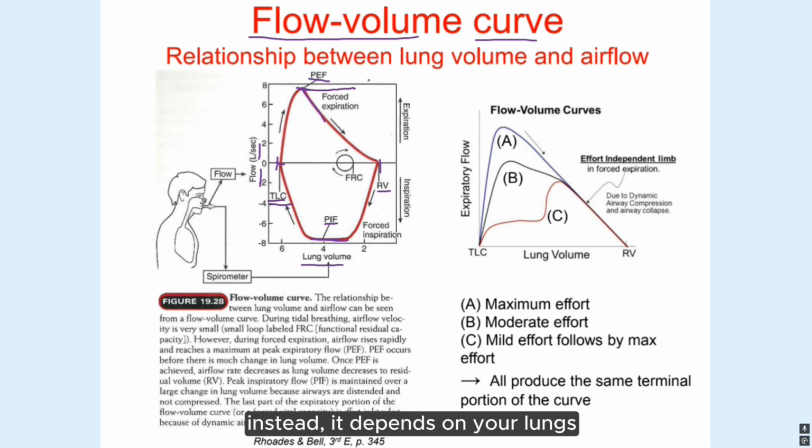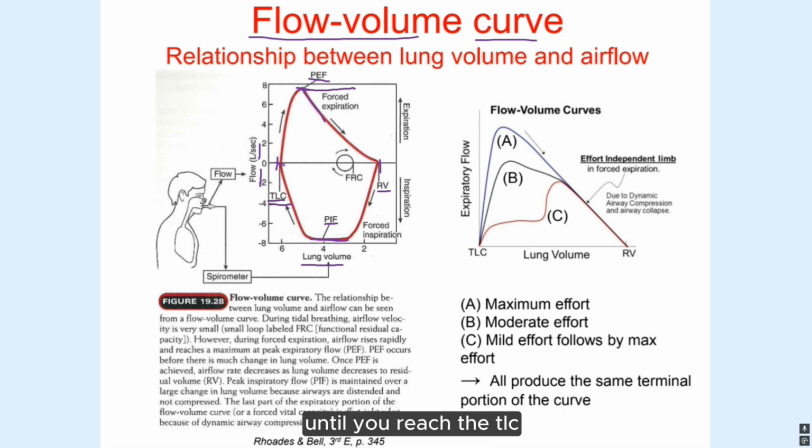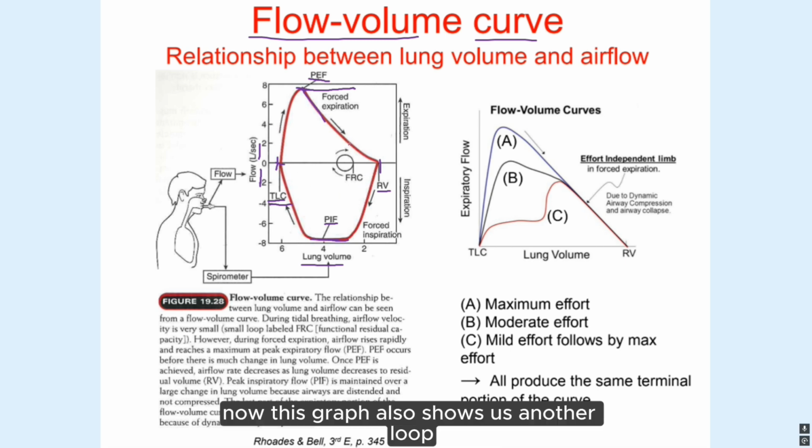Instead, it depends on your lungs' natural elasticity and the air resistance in your airway. That's why you can see that the PEF is only for a little time and then you can see the graph going down. Unlike the PIF, where you are maintaining the inspiratory flow until you reach the TLC. Now this graph also shows us another loop.